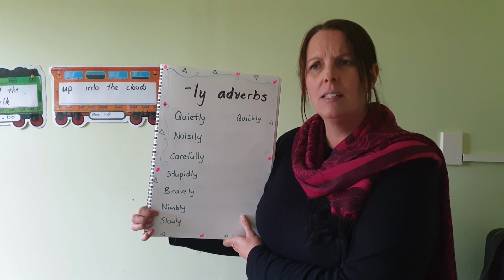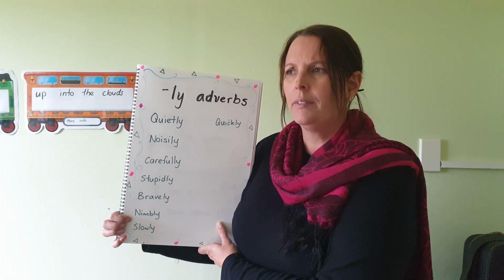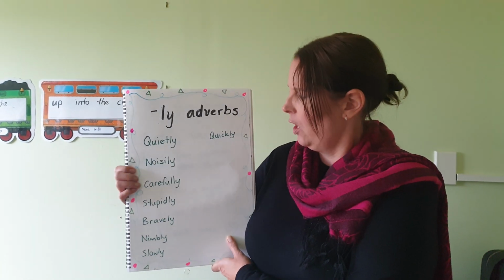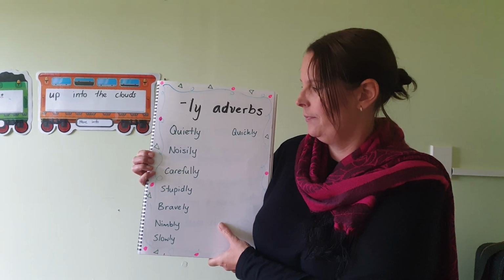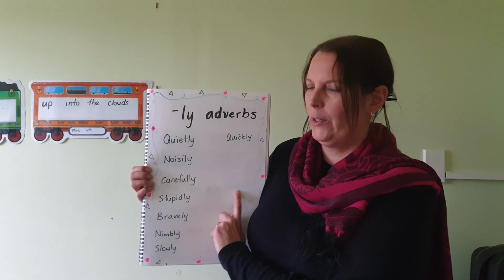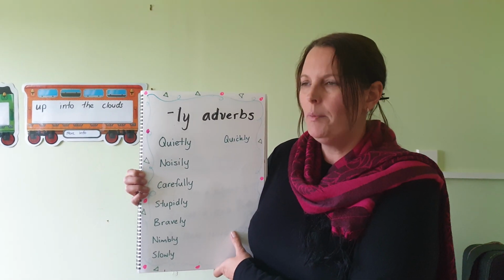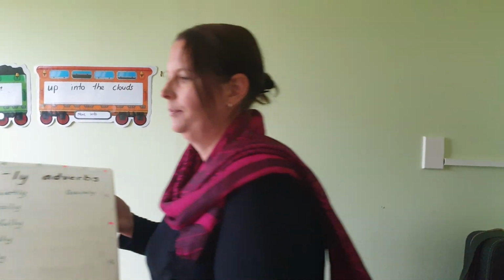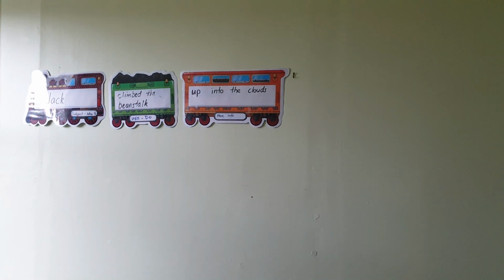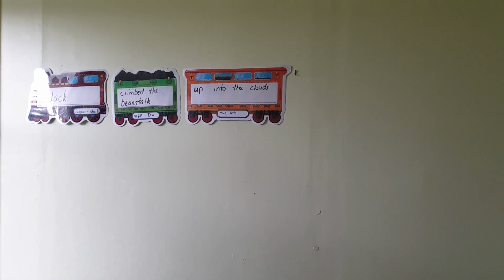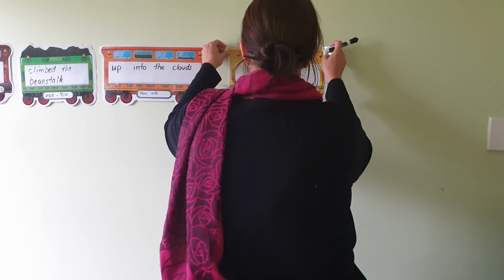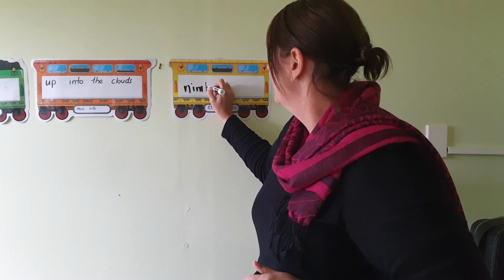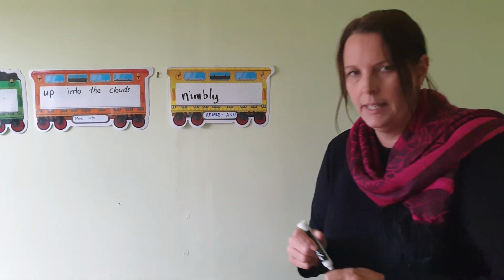Nimbly. Nimbly means fast and kind of like quite fit and able to do it really well. Slowly or quickly. You might have some other adverbs that we could add here. Now I'm going to choose one of those adverbs and write it on another carriage. And I've chosen nimbly. Nimbly.